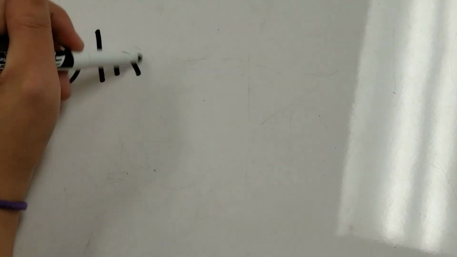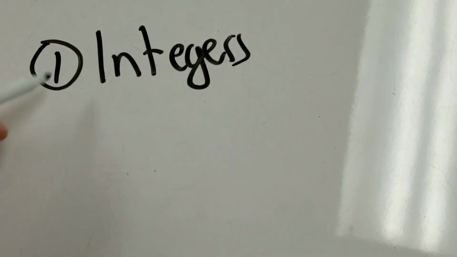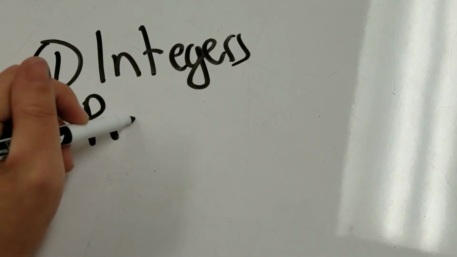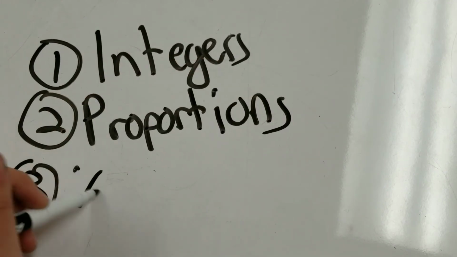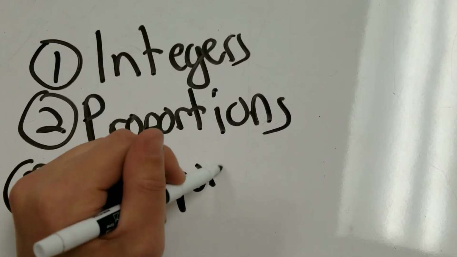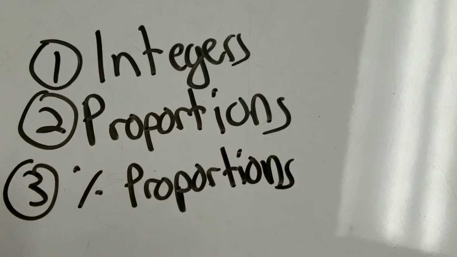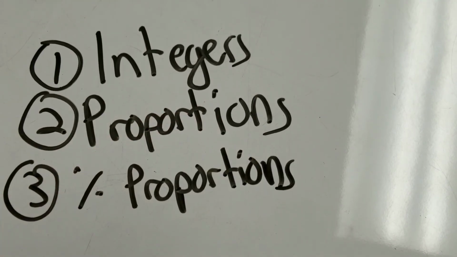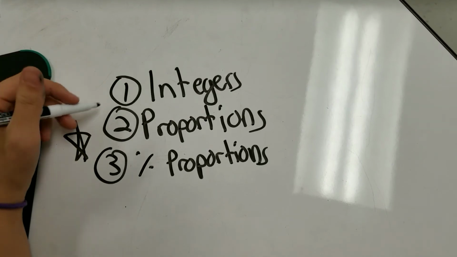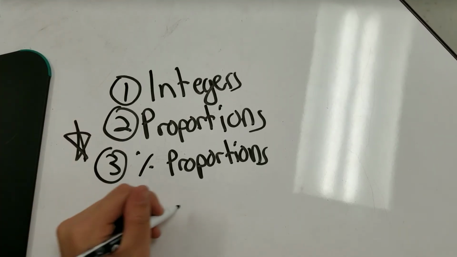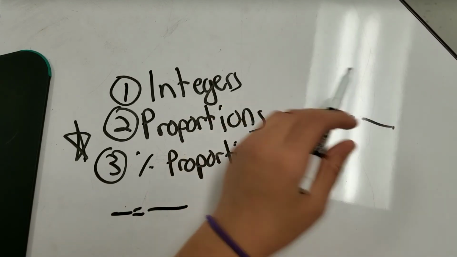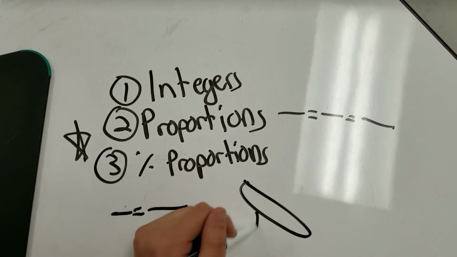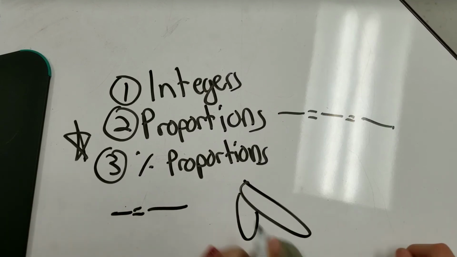So please remember the 3 things you should really focus on are integers, proportions, and percent proportions. These 2 are the newest, and so I do understand if you have some difficulty with them. Just please make sure you remember how to set up both of them, because if you know how to set them up and you remember to cross multiply and divide, you should have no trouble.